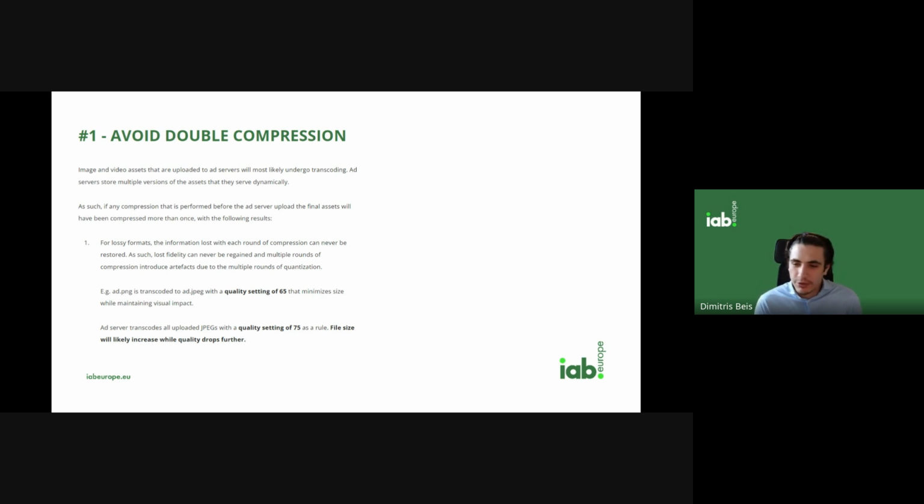There's actually a lot of multiple rounds of compression going on at the moment, and this is in all likelihood quite inefficient. It essentially means that we're losing both in terms of quality and file size, so the compression doesn't end up achieving its original objectives. Now, there are a few reasons why multiple rounds of compression end up harming your creatives.